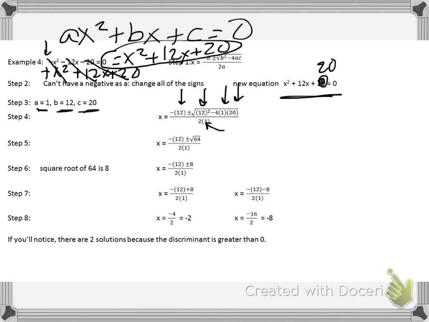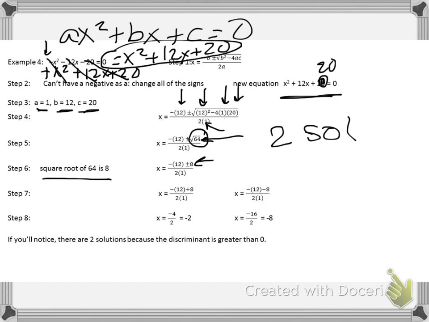Okay? Step 5. Take care of the discriminant. Well, when I do 12 squared minus 4 times 1 times 20, I get 64. Since 64 is greater than 0, there are 2 solutions. Okay? So now I'm going to have 2 answers at the bottom. Well, guess what? I can actually take the square root of 64. Remember, when you take the square root of the number, if you'll notice, square root of 64, there is no longer a radical there. If you take the square root of a number, do not write the radical back down.